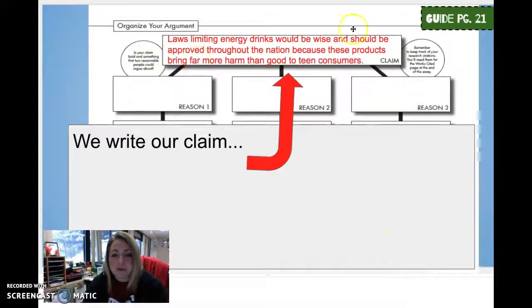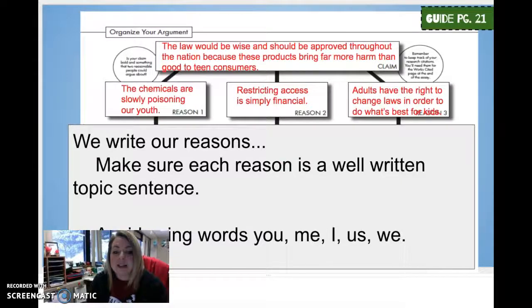And so your claim, I'm using the claim from the sample essay that's in the beginning of your packet on like page 5 or 6 or 7. The claim was laws limiting energy drinks would be wise and should be approved throughout the nation because these products bring far more harm than good to teen consumers. And then the 3 reasons that we found from that essay were here. The chemicals are slowly poisoning our youth. Restricting access is simply financial, and adults have the right to change laws in order to do what's best for kids.